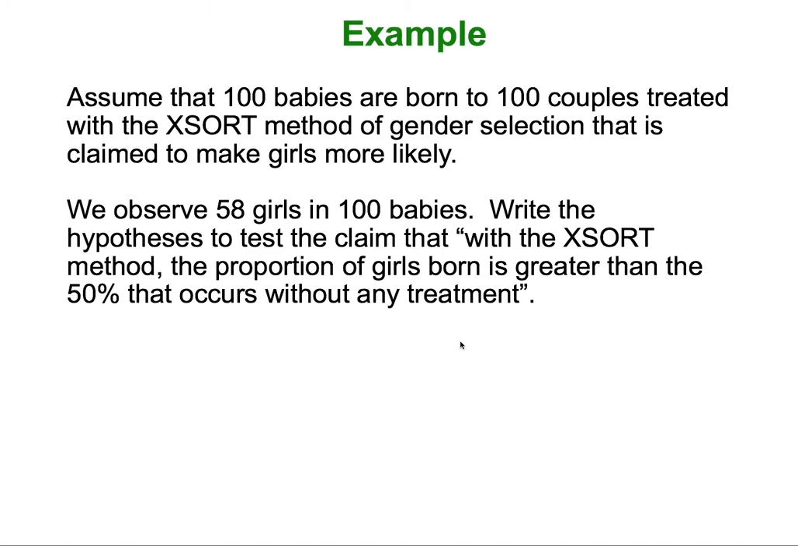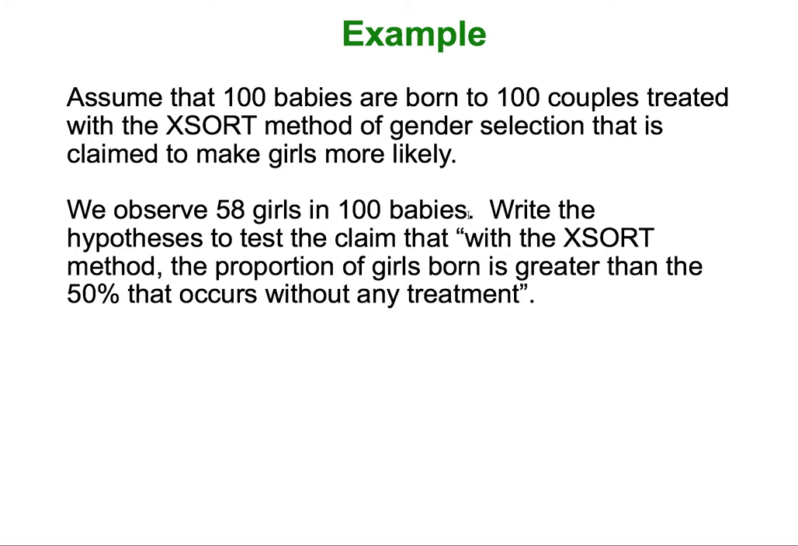Here's an example of a claim. The XORT method of gender selection is claimed to make the birth of a baby girl more likely if it's a girl that you seek. If it's a boy, they have a formula for boys. Something about snips and snails, I don't know. Anyway, we observe in a sample of 100 babies, 58 girls in 100 births.